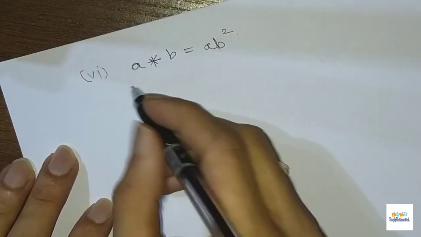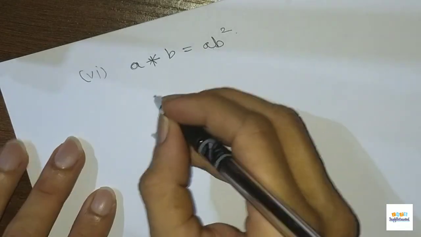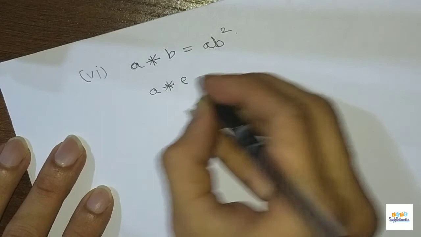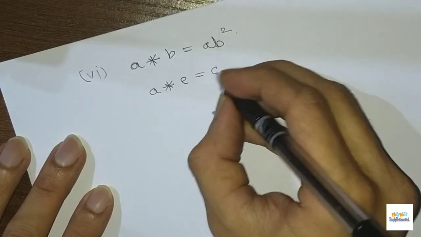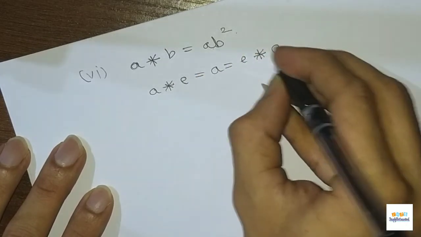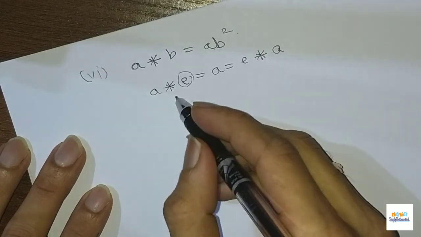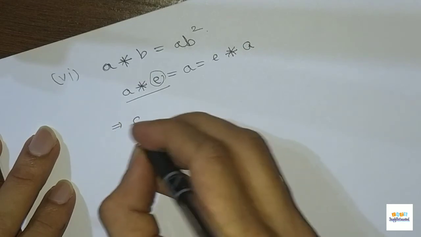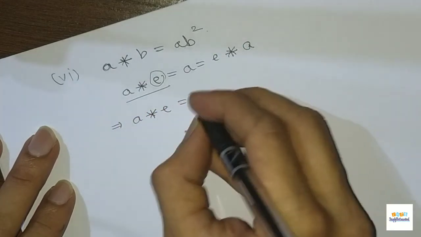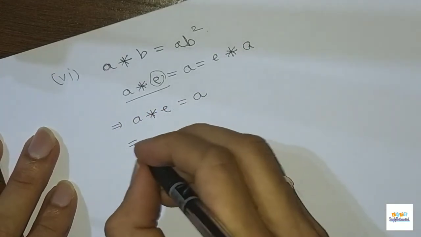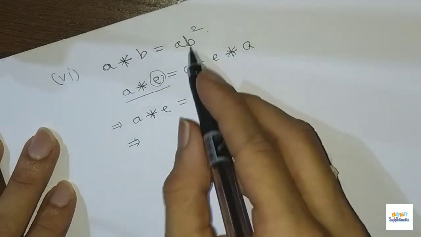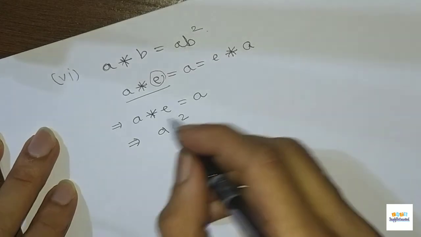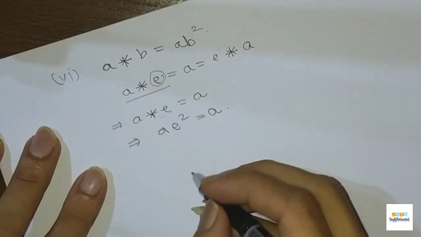Okay, the identity may or may not exist. So when you find identity, you find a star e equal to e star a. We have to find this element e if it exists. Now if you take this part, what you will get is a star e is equal to a. Now a star e from this operation is a multiplied by e square, which is equal to a.